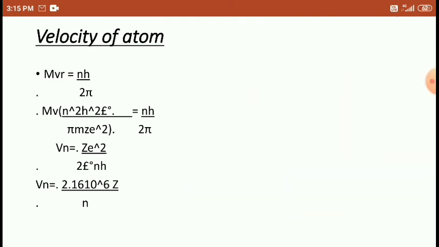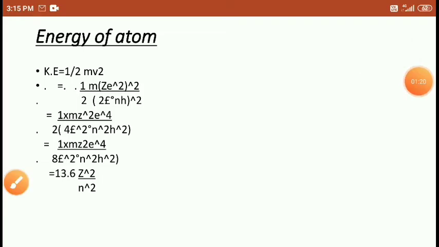So like this you have to find out the velocity. Next is the energy of the atom.